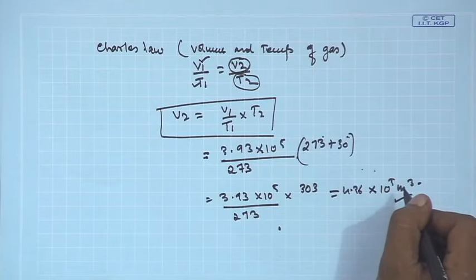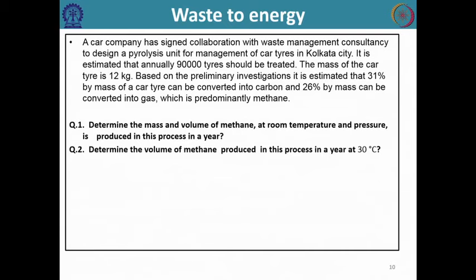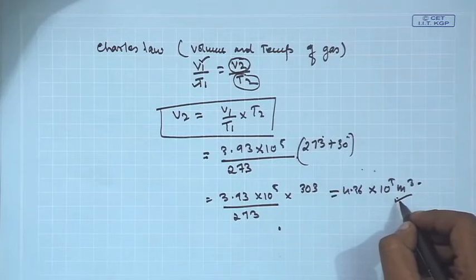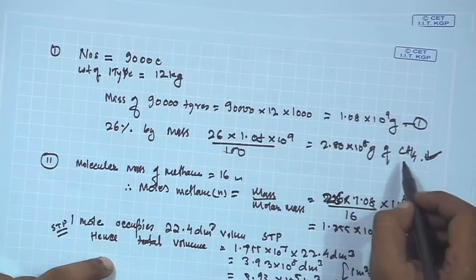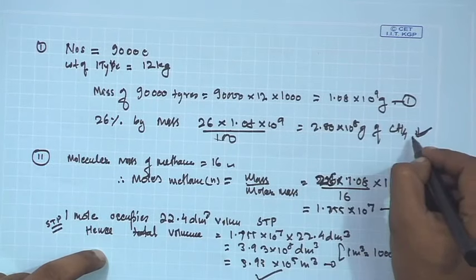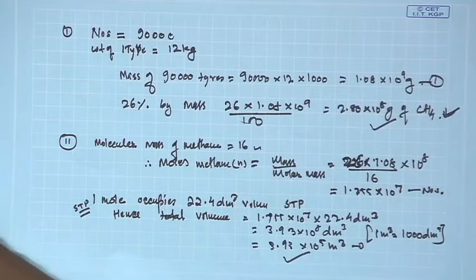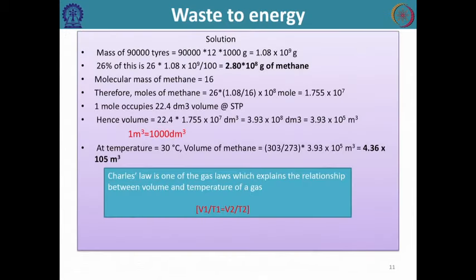So, the second part of the question was to determine the volume of methane produced in this process at 30 degrees Celsius, and we found it to be 4.36 into 10 to the power 5 meter cube. In the first part, we were asked to find the mass of the methane from the pyrolysis process. So, the mass of the methane is this and the volume is this. We solved three questions in this part of the tutorial. The first question was related to the MDL, the second was related to the Hall container system, that is transportation of the waste collected, and the third was related to the waste to energy part.